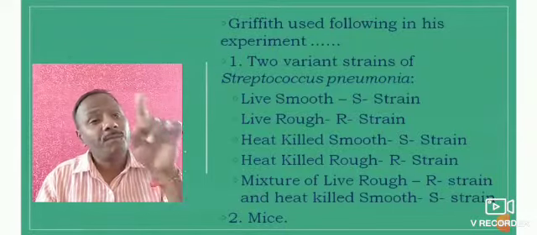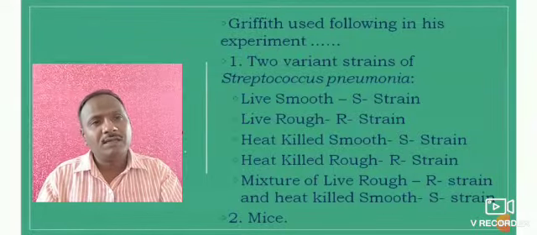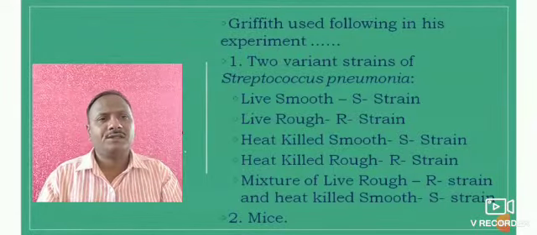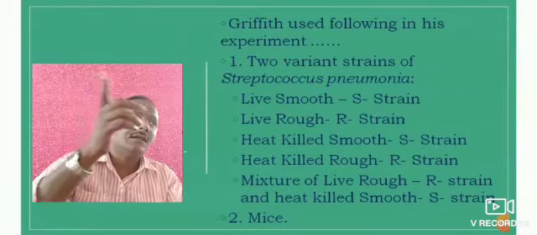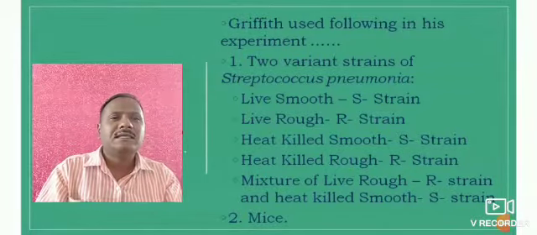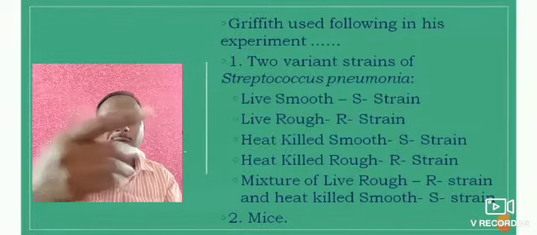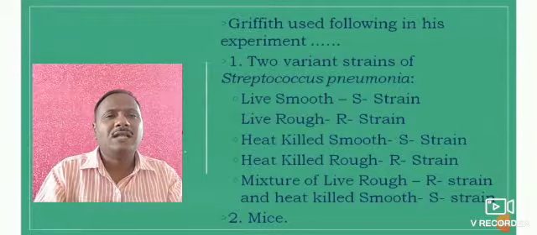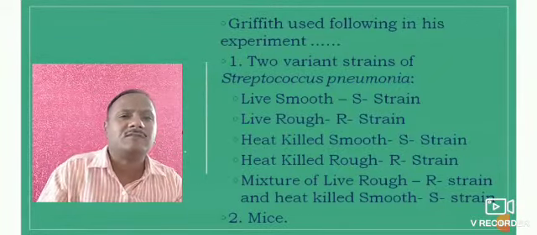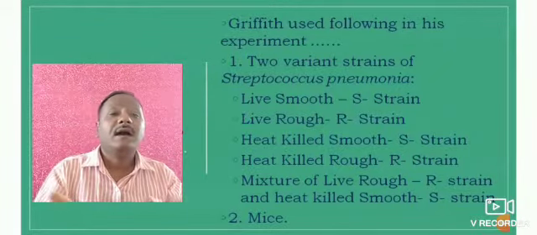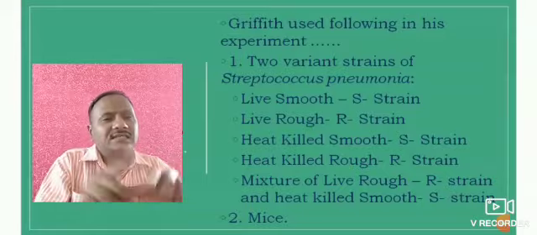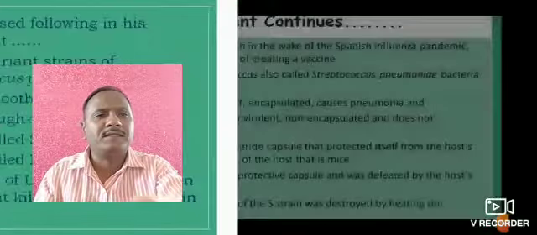S means pathogenic, virulent, encapsulated strain. R means rough colonies, non-capsulated, non-pathogenic strain. And apart from that, he also used heat-killed smooth S strain and heat-killed R strain. How these strains were used in his experiment, we'll see in the experiment.